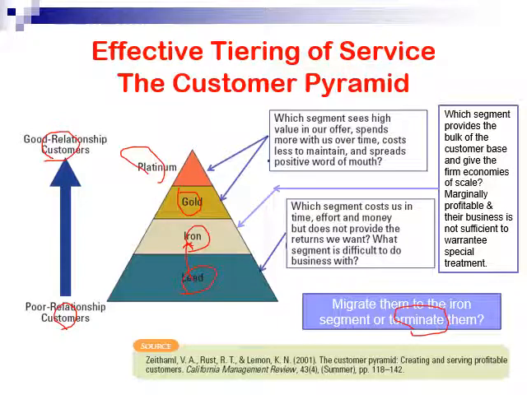For customers in this category, you have to decide whether or not to migrate them to the iron level, or, if you don't have enough time, resource, or effort, simply terminate them. You have to decide. Again, in order to maximize profitability utilizing limited resources, you have to target the top tier of this customer pyramid. That is the only way to maximize the profitability. That is why we study, we learn, we discuss customer loyalty.